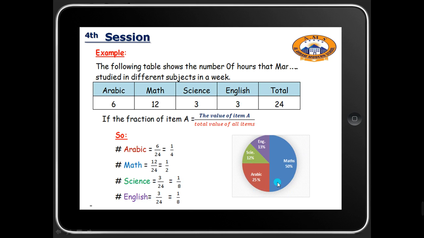So draw a circle and divide it into half, and inside the half I'm going to write that this is the part for the math. And the quarter of the circle here is for the Arabic, and the other two parts are for science and English.